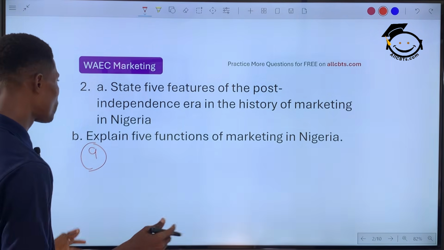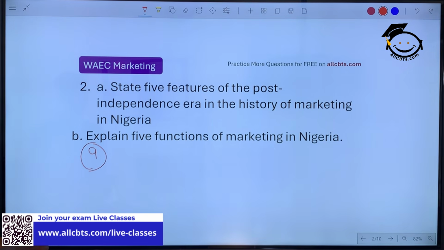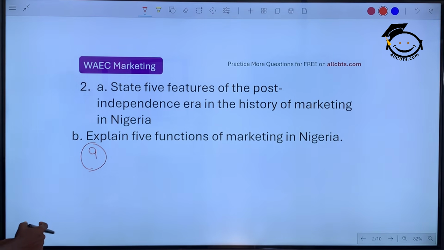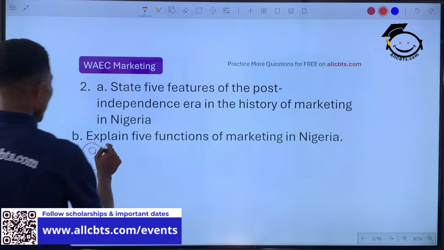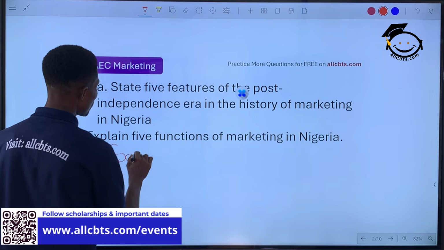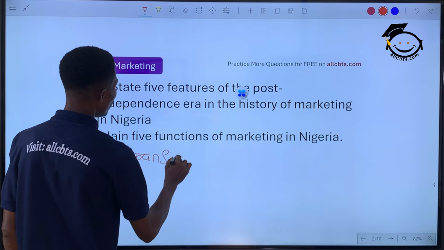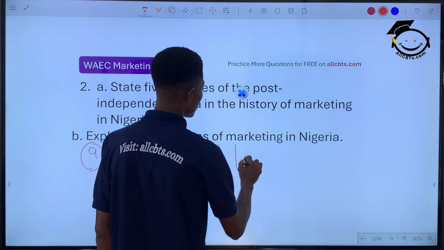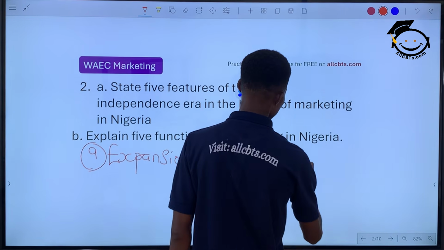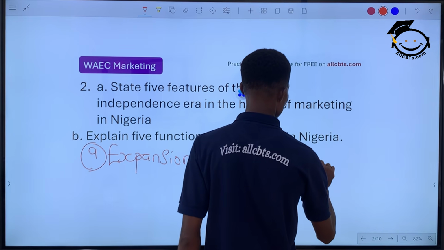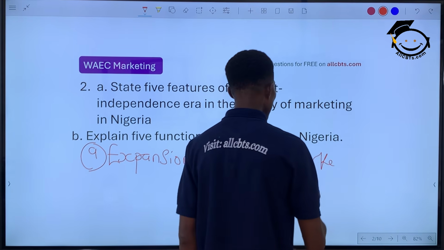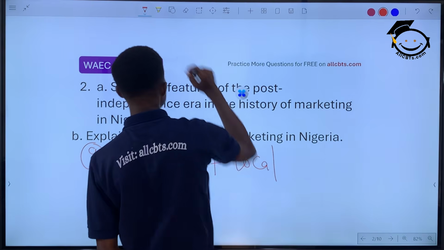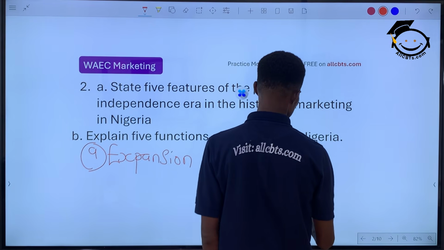What are the features? The first feature is the expansion of local markets or indigenous markets. Expansion of what? Local markets. Local businesses, let's use local businesses, that's the best one. Or industries. Expansion of local industries.